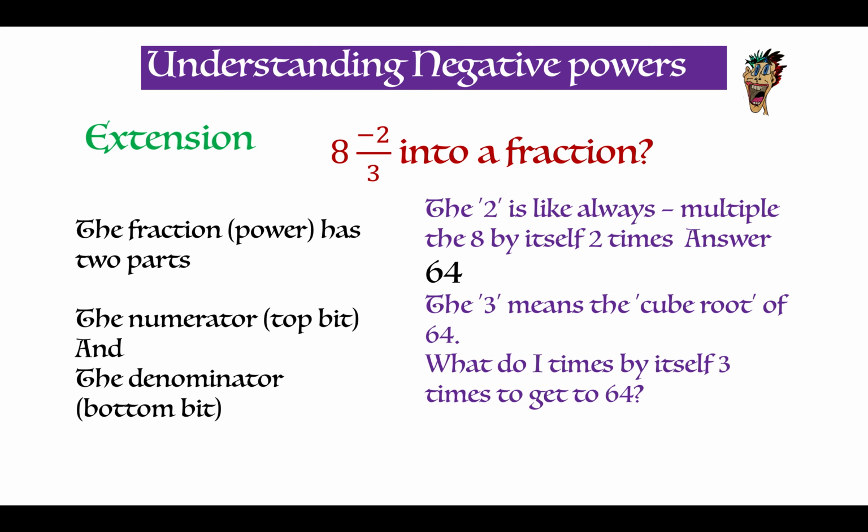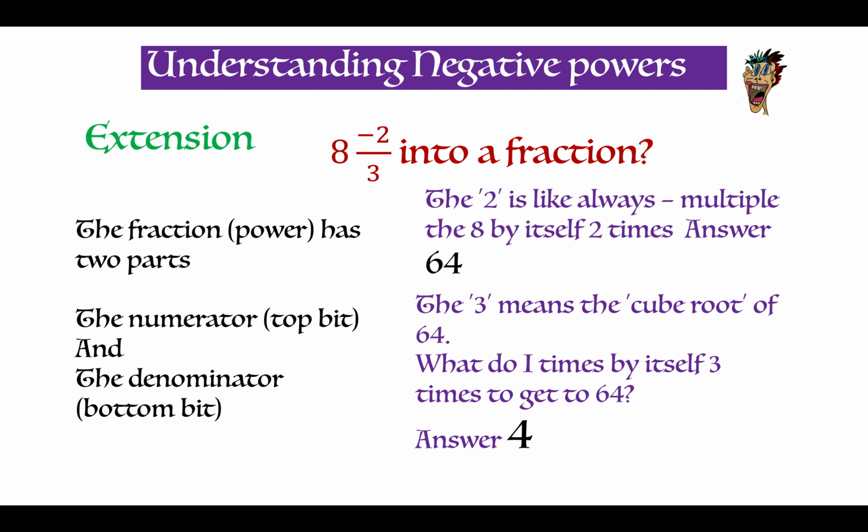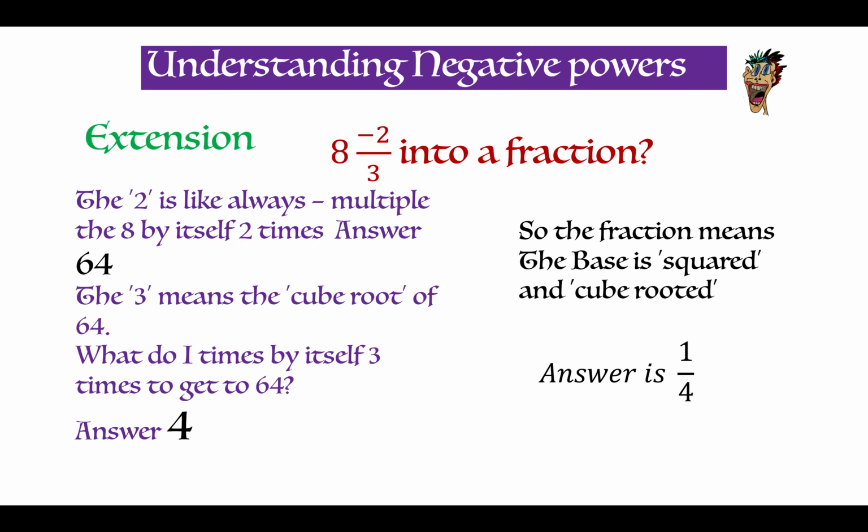Now let's consider, what does the 3 mean? Well, the denominator 3, it's always going to mean the root of something. So here it is, what is the cube root of 64? Because the 3 means the cube. If it was a 2, it would be the square root. But here it means the cube root of 64. And what do you times 3 times to get 64? So think about it, it's quite complicated. What do I times 3 times by itself to get 64? Answer, 4.